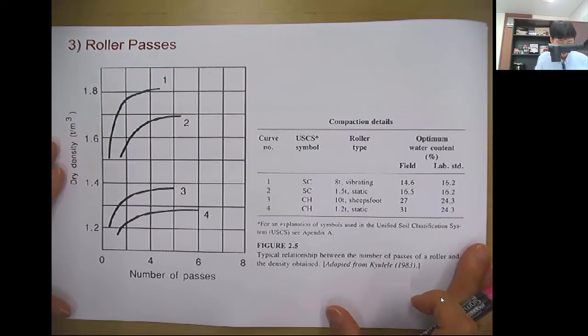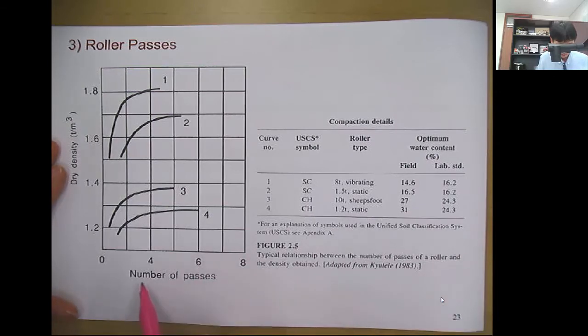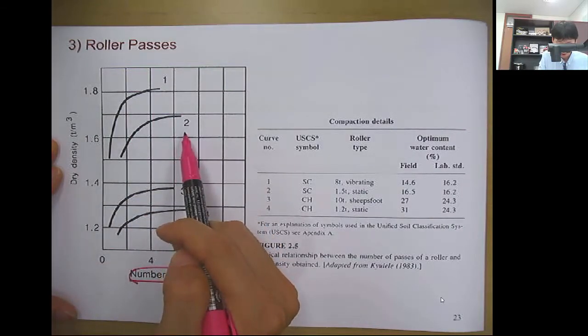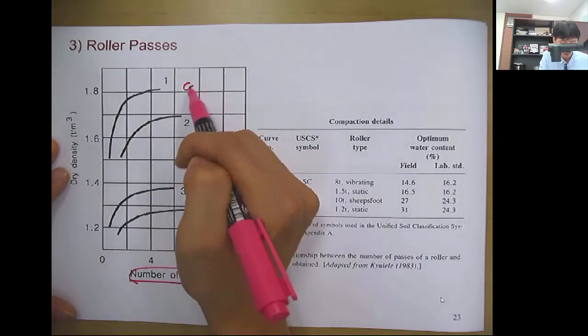So here is another graph showing a similar result, the dry density versus the number of passes. And 1, 2 is the clay sand. So this is a coarse-grained soil.